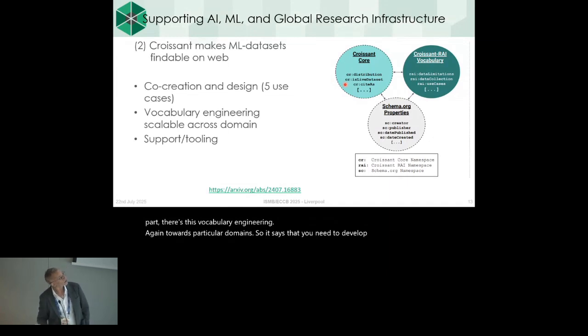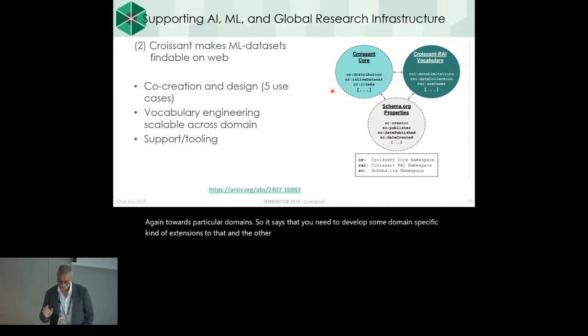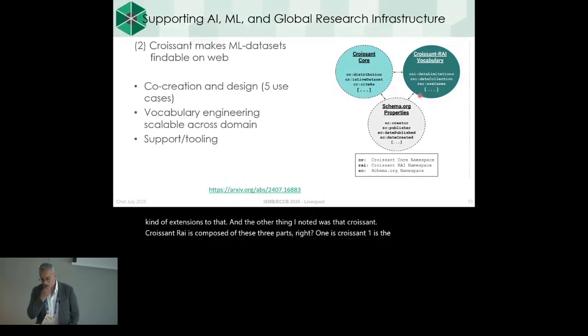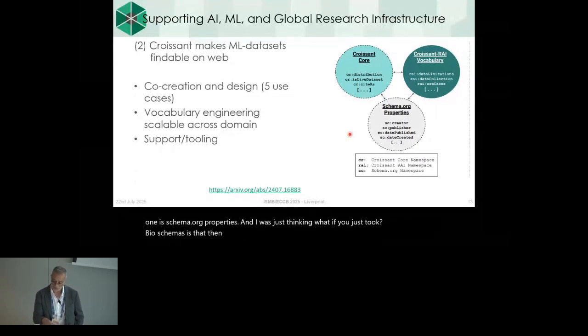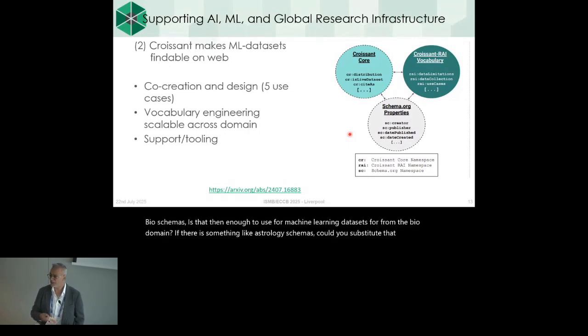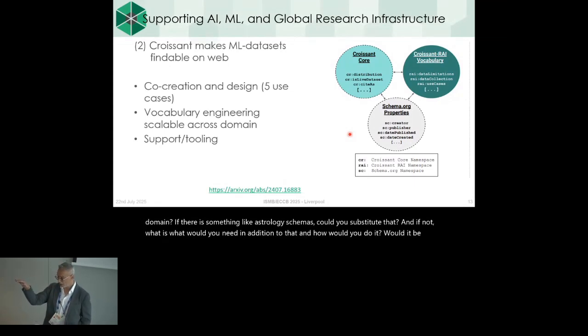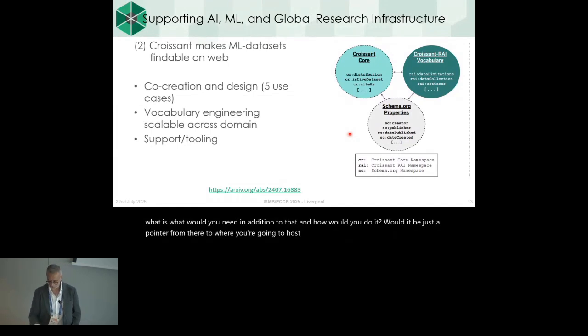And the other thing I noted was that Croissant RAI is composed of 3 parts, right? One is Croissant, one is the new parts, and one is schema.org properties. And I was just thinking, what if you just took Bioschemas? Is that then enough to use for machine learning data sets from the bio domain? If there was something like astrophysics schemas, could you substitute that? And if not, what would you need in addition to that? And how would you do it? Would it be just a pointer from there to where you're going to host the actual details of the metadata? I think that sounds like a way to go.